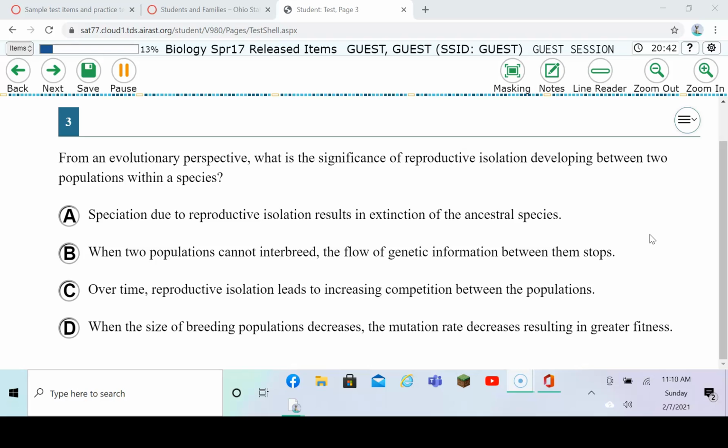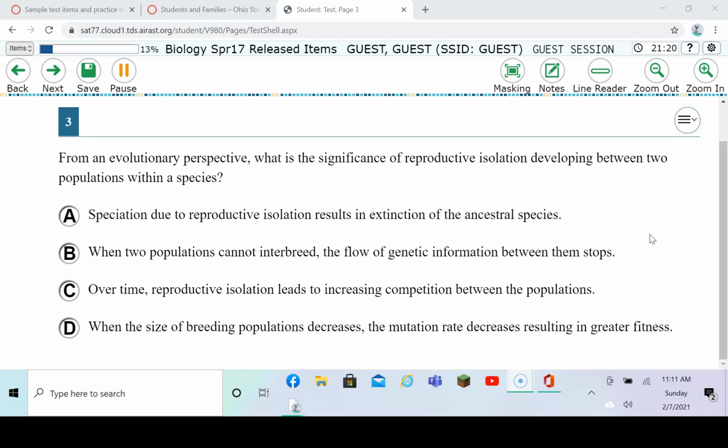Question number 3. From an evolutionary perspective, what is the significance of reproductive isolation developing between 2 populations within a species? A. Speciation due to reproductive isolation results in extinction of ancestral species. No. Reproductive isolation gives us speciation, okay? And all speciation is we have created a new species.